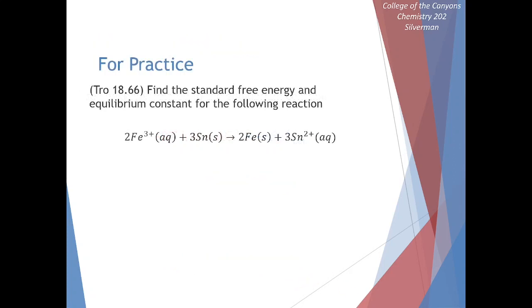We can run through a practice problem real quick. In this reaction, can we find the Gibbs free energy and the equilibrium constant? Well, we need to start by finding our standard cell potential, which we can do by looking up our reduction potentials. In this reaction, iron is being reduced while tin is being oxidized, and we can calculate our standard cell potential to be 0.104 volts.